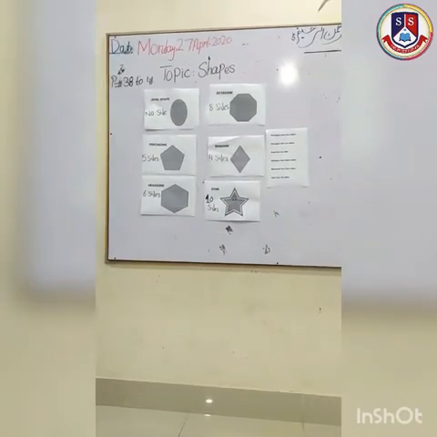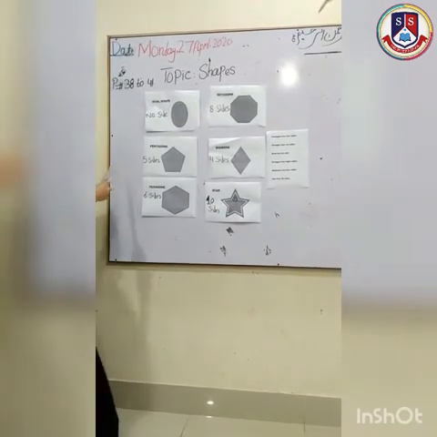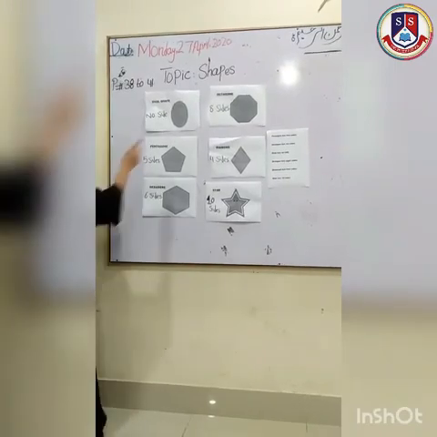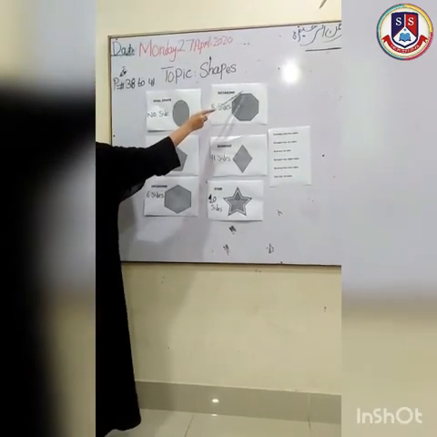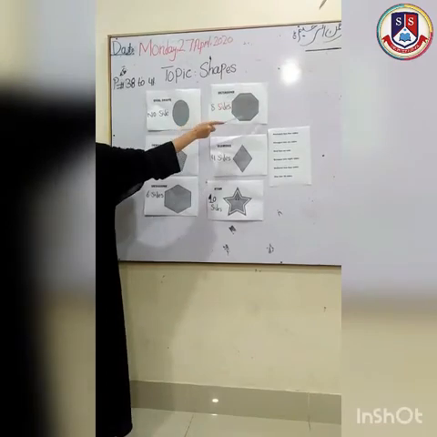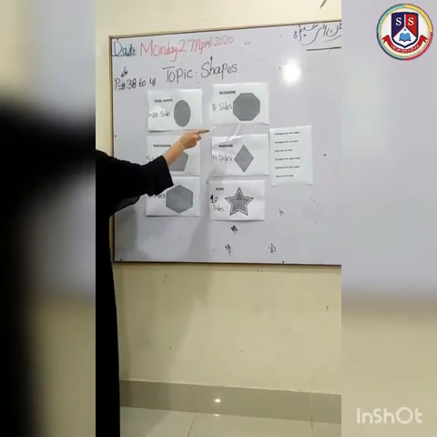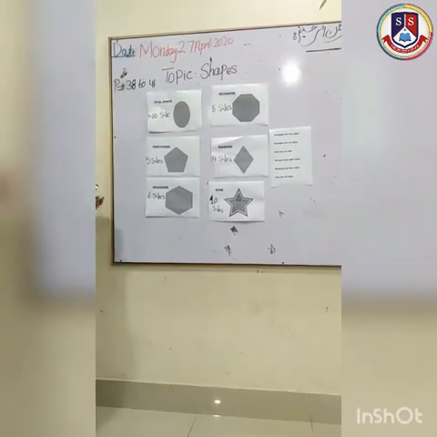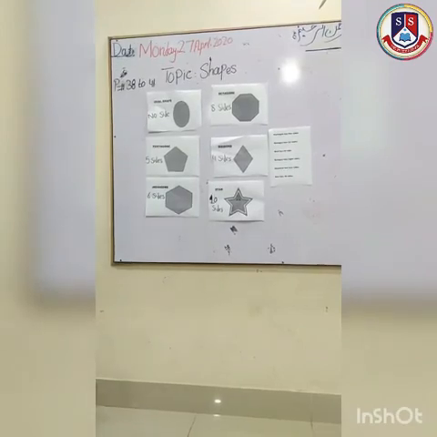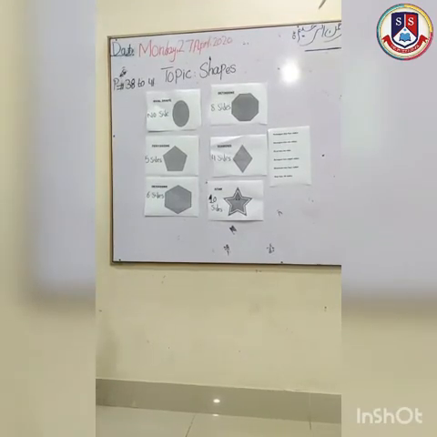Octagon. Octagon has 8 sides. How many sides does octagon have? Octagon has 8 sides. 1, 2, 2 to third, third to fourth, fourth to fifth, fifth to sixth, sixth to seventh, seventh to eighth. So octagon has 8 sides, and these sides are joining to each other.